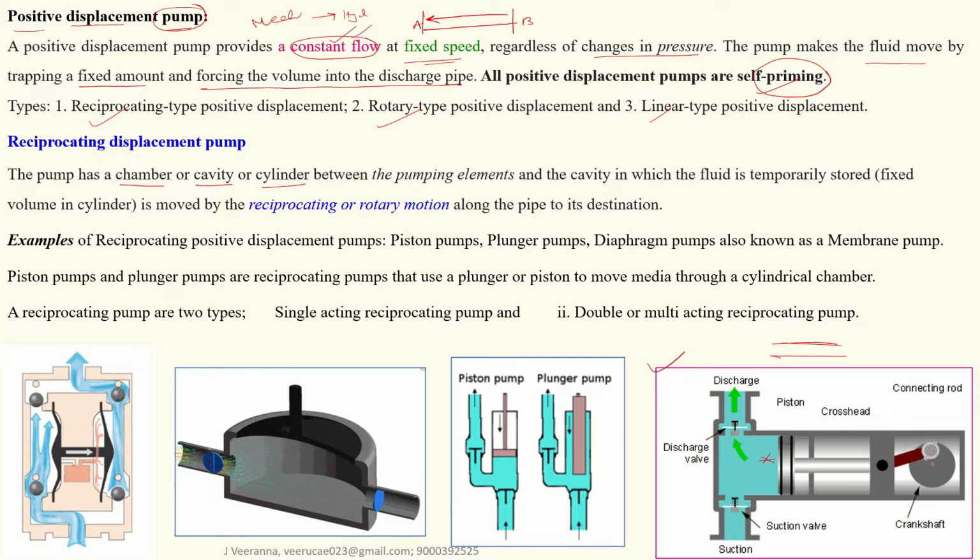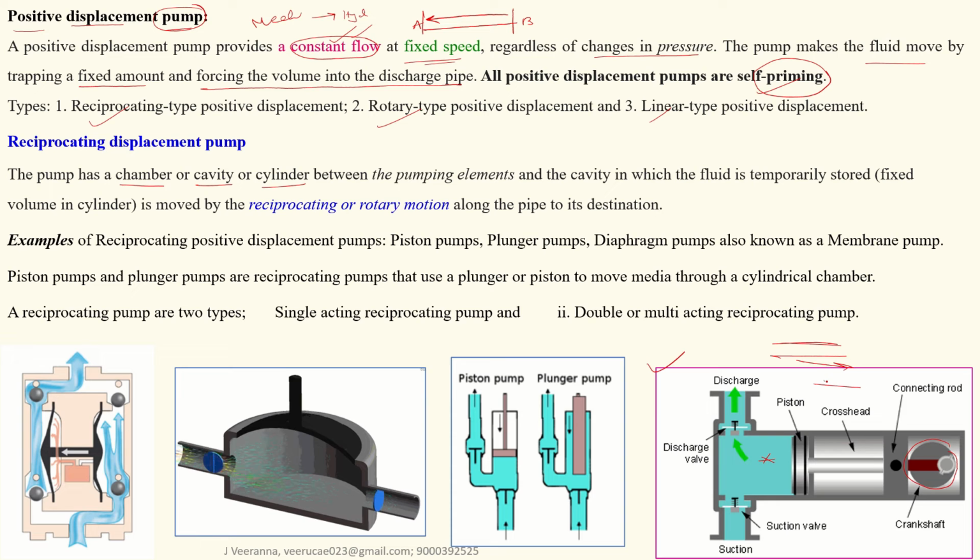with the help of the crankshaft. The crankshaft is rotating in a circular direction, while the piston is moving in linear motion, forward and backward. This is called reciprocating, and this is circular, rotary motion. So this is the simple concept here.